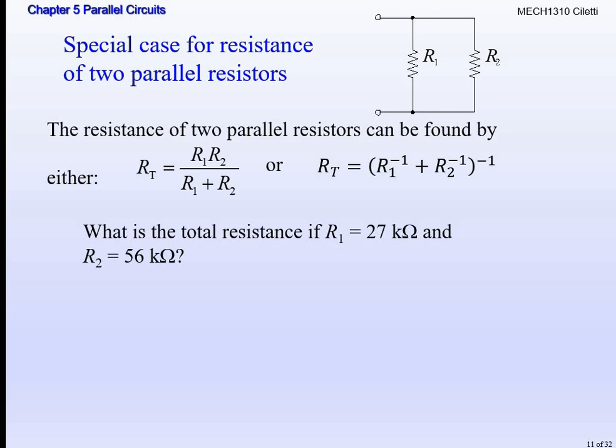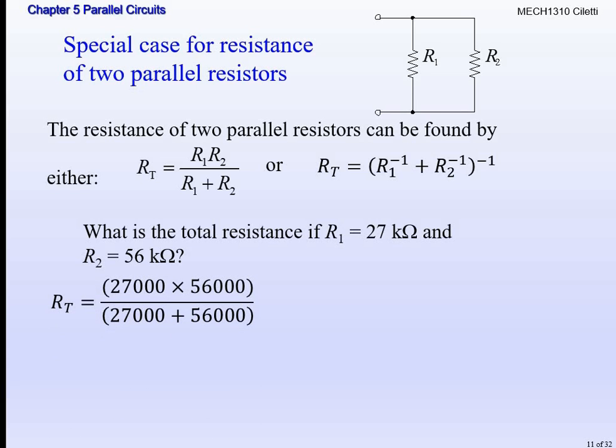You can take R1 times R2 and divide it by R1 plus R2. Or you can use the other way I taught you using the calculator inverse: R1 inverse plus R2 inverse, quantity inverse. So let's say that R1 here is 27 kiloohms, R2 is 56 kiloohms. Now they're both in kiloohms. You could do the whole calculation using 27 and 56 to get your final answer in kiloohms. Or I wrote them all out here. So for RT, I took 27,000 times 56,000 and divided by 27,000 plus 56,000.